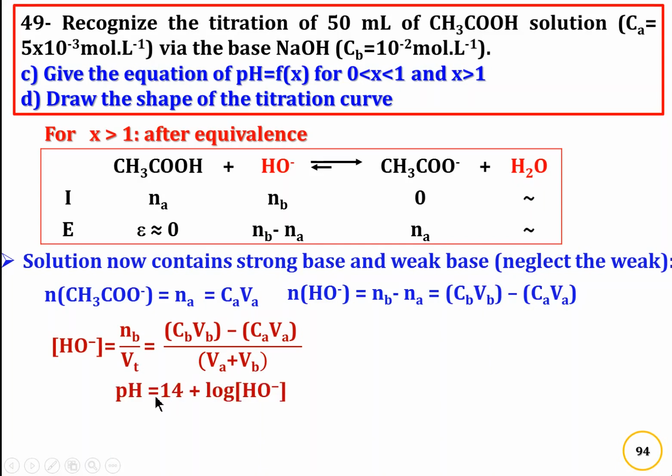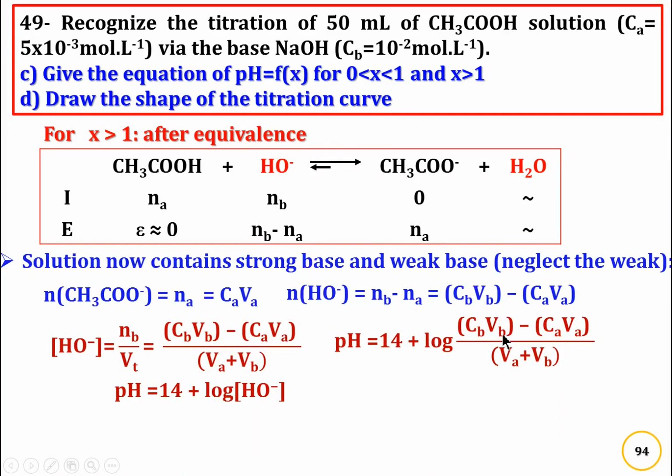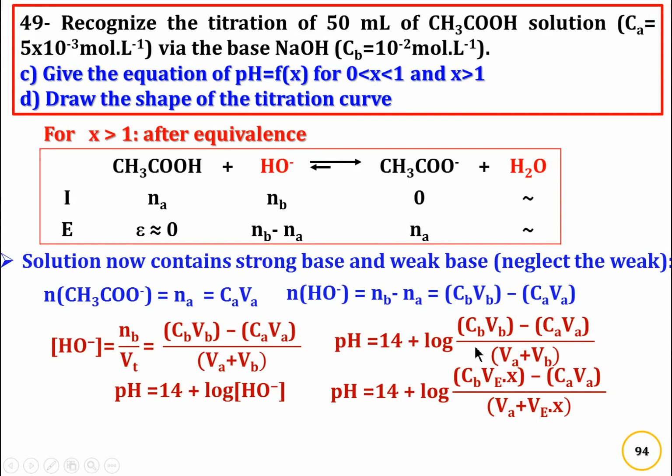Then we apply the relation pOH equals minus log OH minus in the solution, or pH equals 14 plus log OH minus in the solution. So pH equals 14 plus log CBVB minus CAVA divided by VA plus VB. So we transform now VB to X, and we know that X equals VB divided by VE, so VB equals VEX.